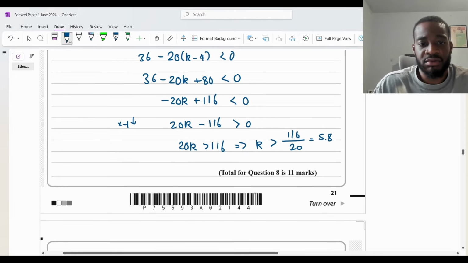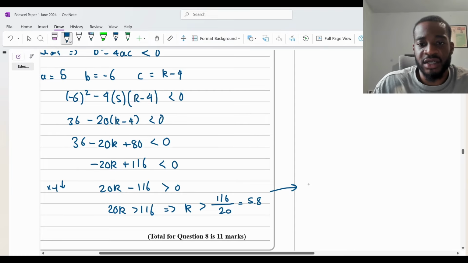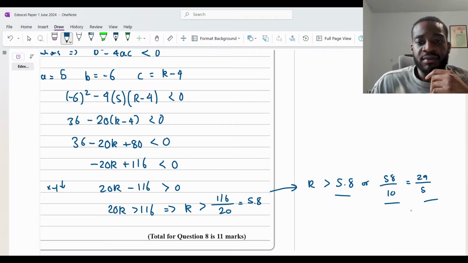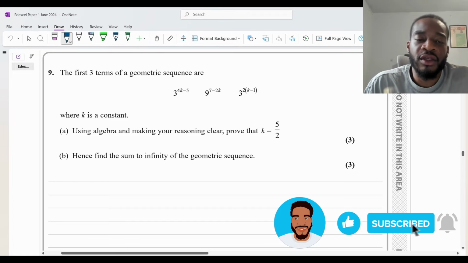Yeah. So the answer is going to be k is greater than 5.8 or 58 over 10, which is the same as 29 over 5. Is that correct? Yeah. So either one of these. Perfect. That's it.